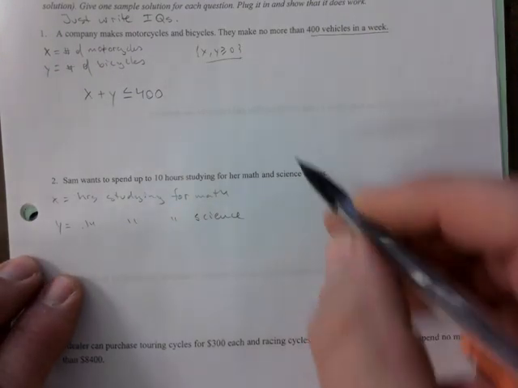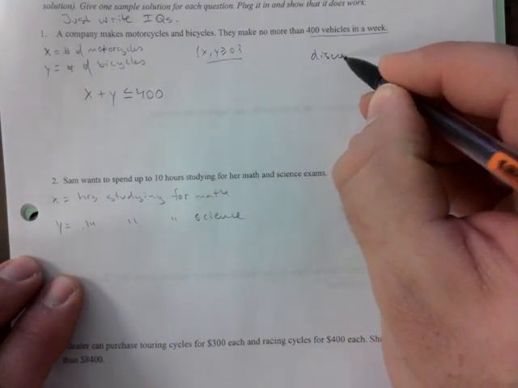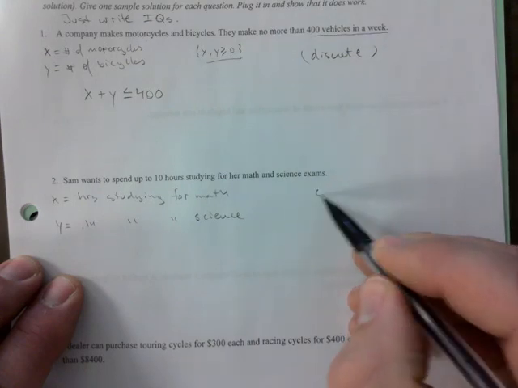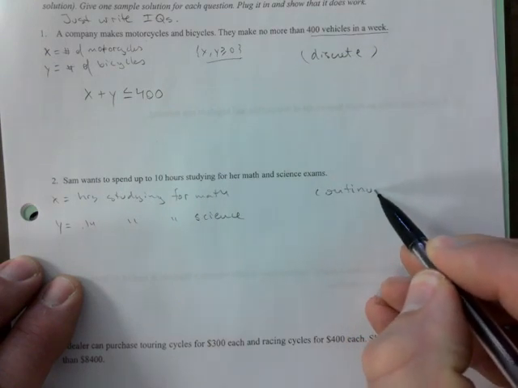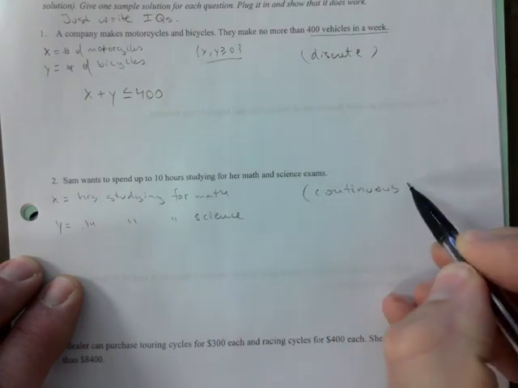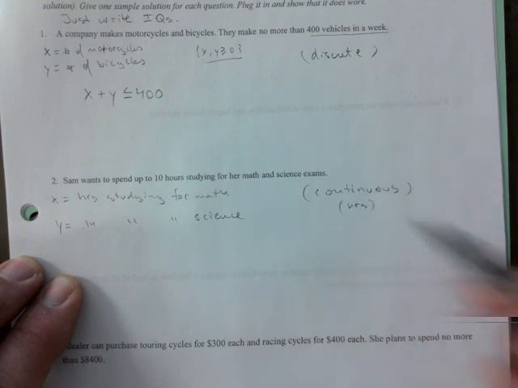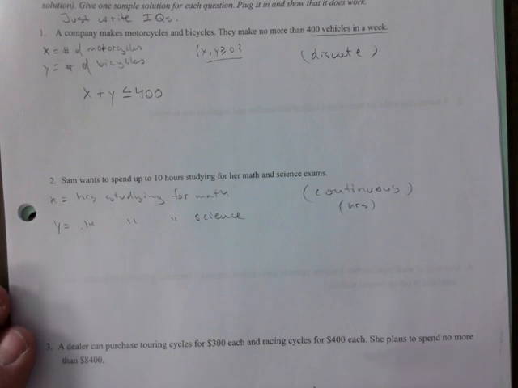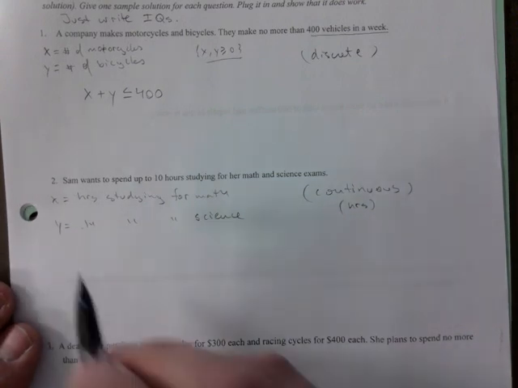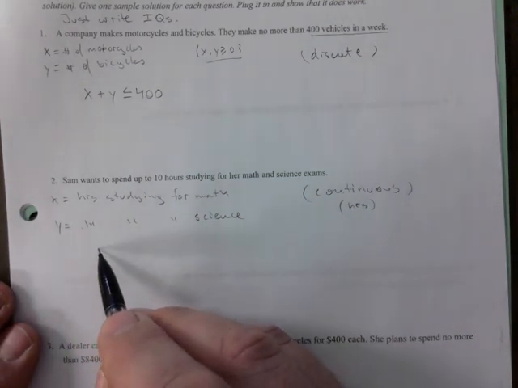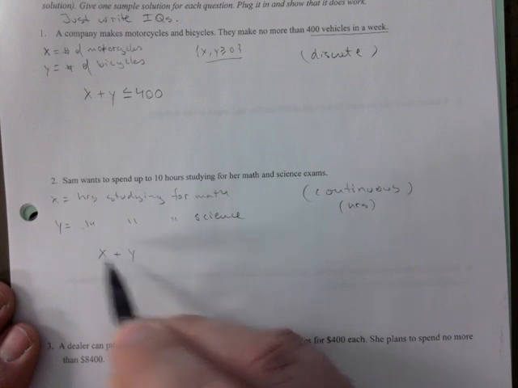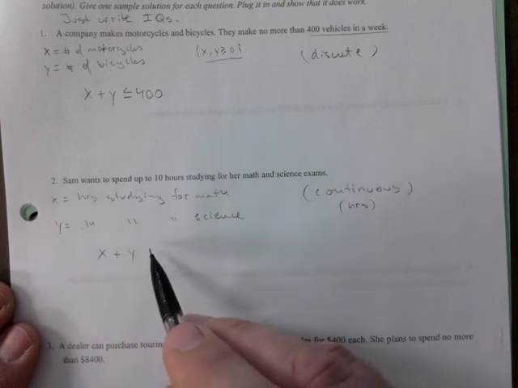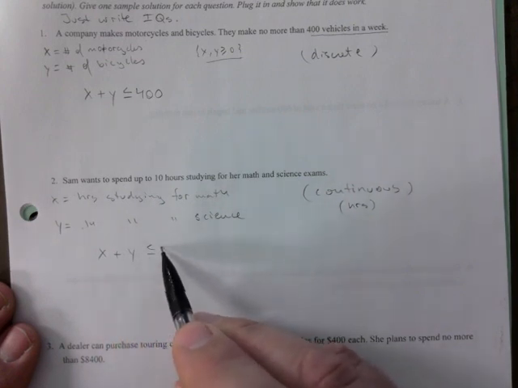This is actually, let's go back here, discrete, and this would be continuous, right? We're talking hours, right? So you can have decimals, it's all good. And up to 10 hours studying for the math and science exams. So if you combine the hours spent on either subject, it has to be less than or equal to 10.